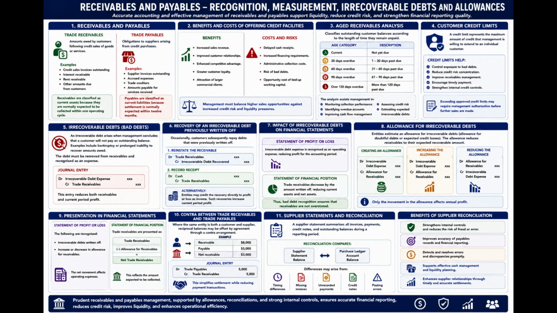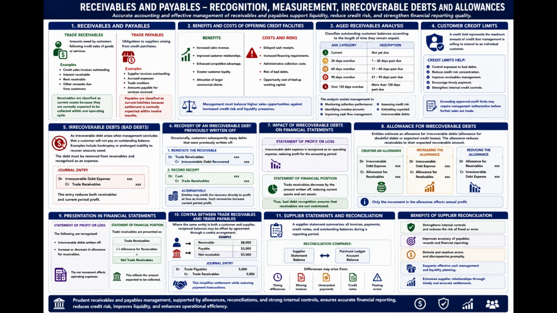Proper accounting for receivables and payables ensures that financial statements present a faithful representation of an entity's liquidity, financial position, and credit risk exposure. The program emphasizes recognition, impairment of receivables, allowances for expected credit losses, contra arrangements, and supplier statement reconciliations as essential accounting procedures.